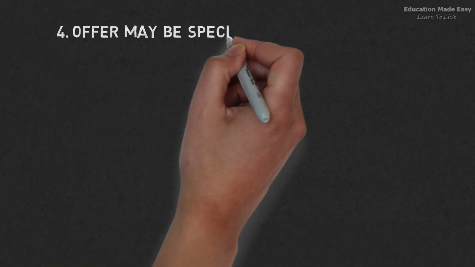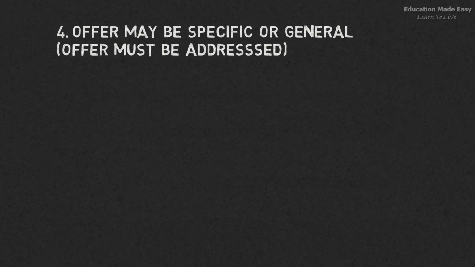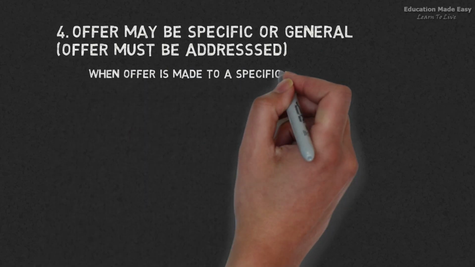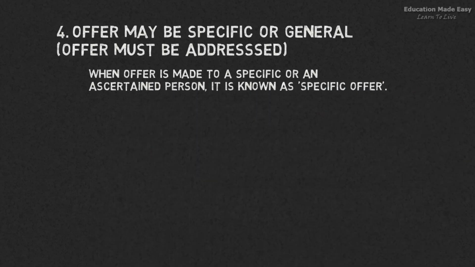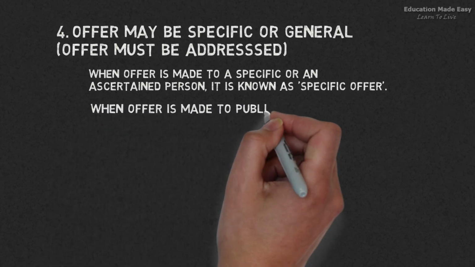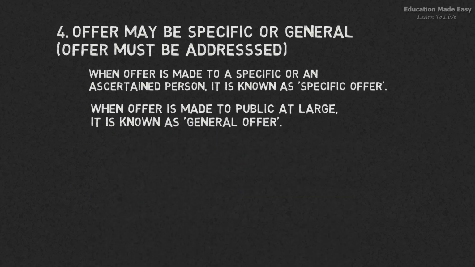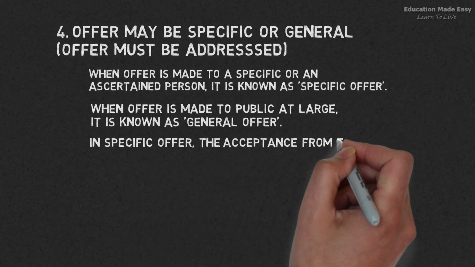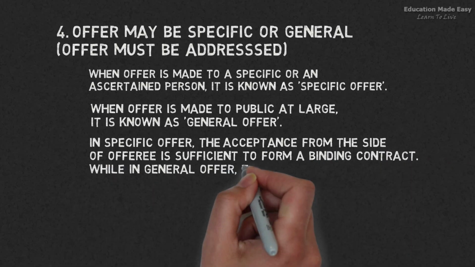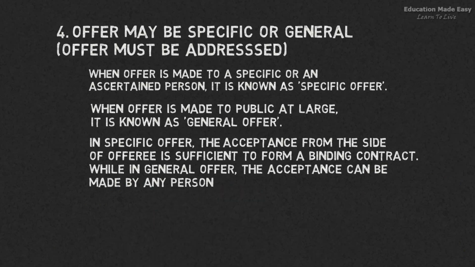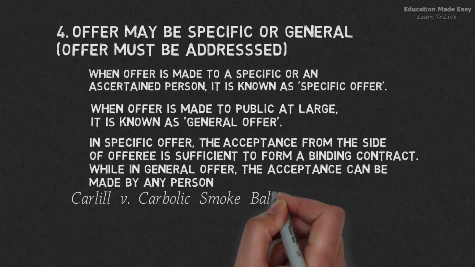4. Offer may be specific or general. Offer must be addressed. When offer is made to a specific or an ascertained person, it is known as a specific offer. When offer is made to public at large, it is known as general offer. In specific offer, the acceptance from the side of offeree is sufficient to form a binding contract, while in general offer, the acceptance can be made by any person. The case related to this is Carlyle vs. Carbolic Smoke Ball Company.